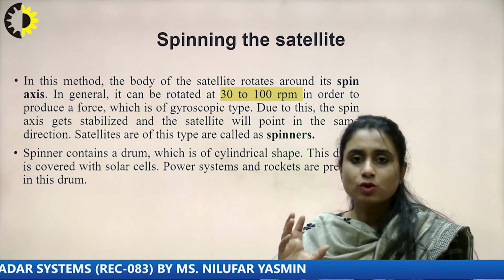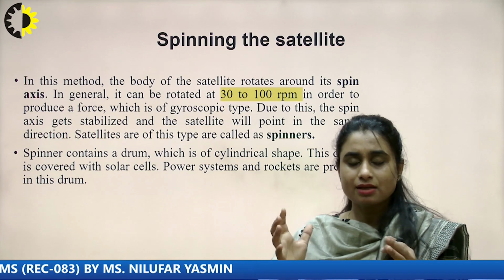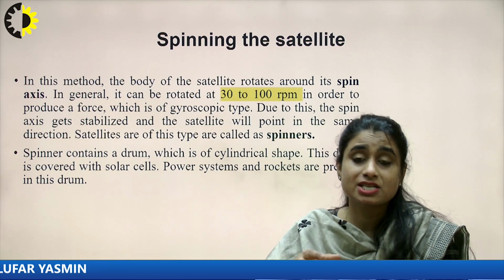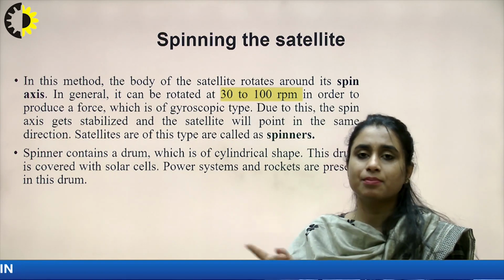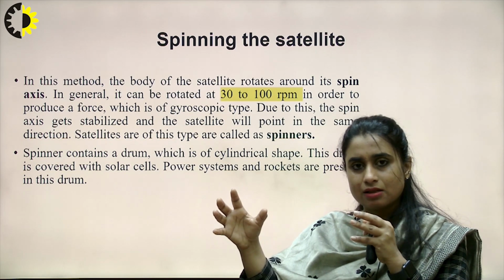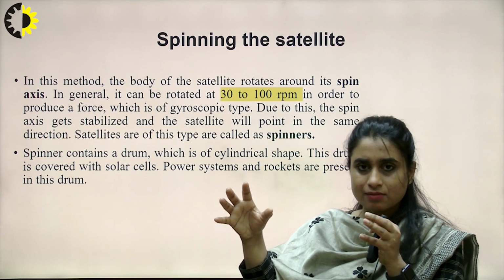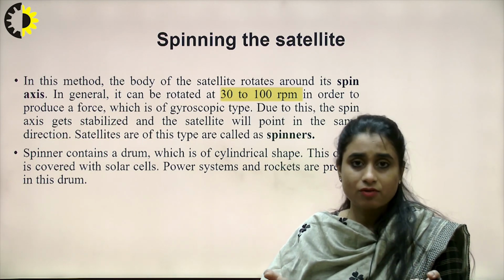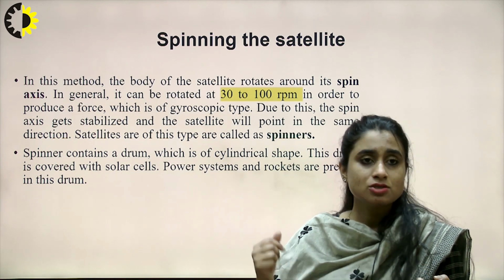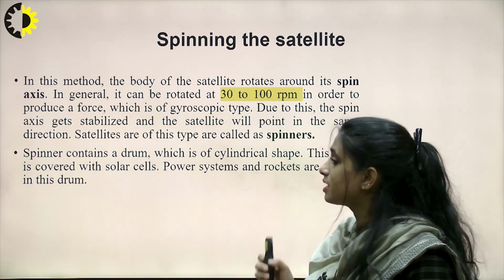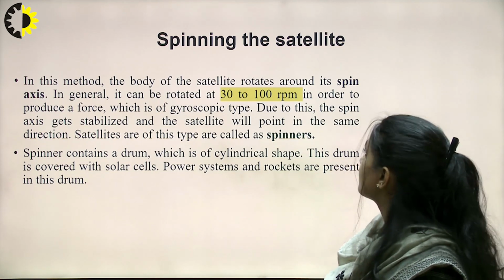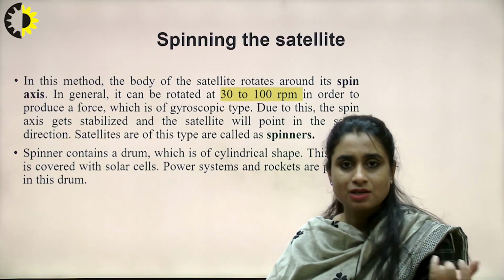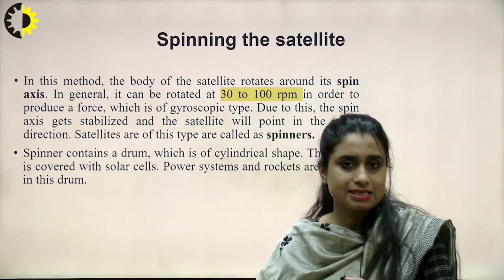Spinner: what we do is keep spinning the satellite so that, because of the momentum, it is somewhat prevented from changing its orientation. Orientation is maintained because if you keep a body idle, it has a greater tendency of tilting. If that body is rotating continuously, it will have a momentum of its own and resist any kind of change. So in spinning, the satellite is rotated at 30 to 100 rotations per minute in order to produce a gyroscopic type of force, right? This will maintain the satellite in its exact orientation.